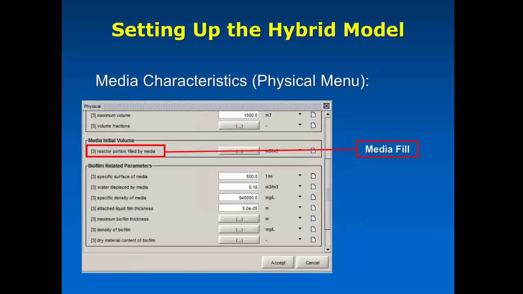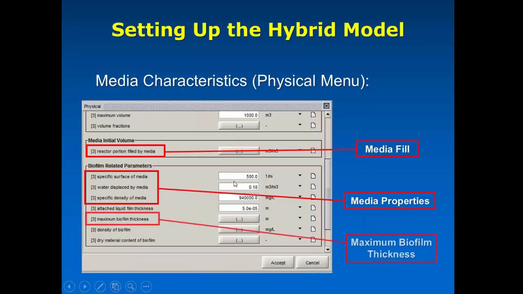So these things are all found in the physical menu. The reactor portion filled by the media, you can have a different value in each of the tanks in series that you have if you like. For the media, there's the specific surface area of the media that I mentioned earlier. This is an important parameter. Make sure you have it correct for the media that you're modeling. And there's that maximum biofilm thickness that I mentioned as well.